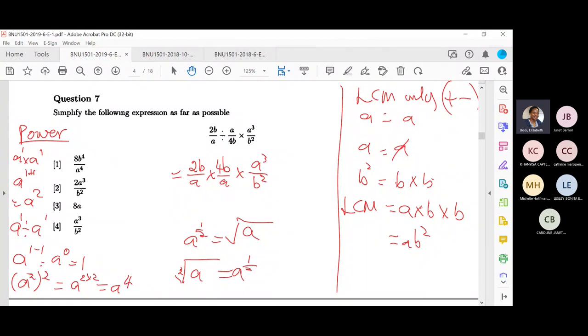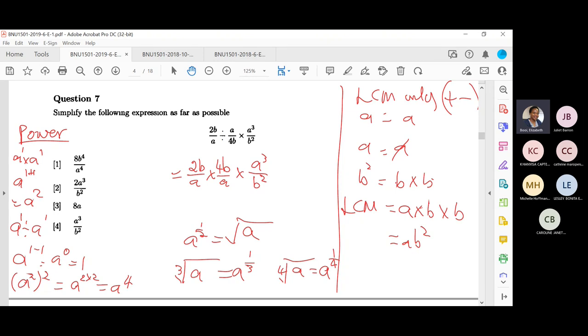So what if they wrote it like this? If they give you the cube root of A, because it's a cube root, we know that the root is the same as 1 over, so the denominator will just be 3. The same way, if they give you the fourth root of A, it will be A to the power 1 over 4. And so on and so forth.